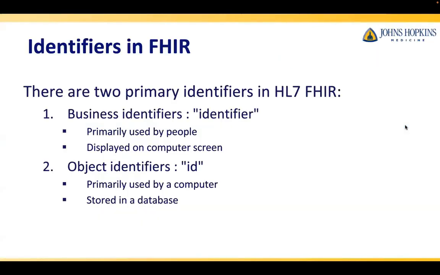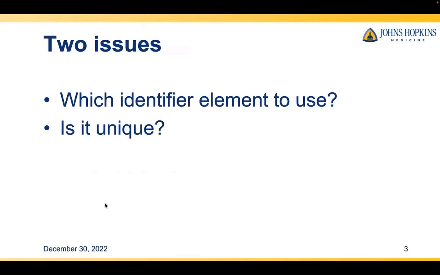There are two different types of identifiers in FHIR that are really critical for you to understand, and those are the ones that we're going to go through today. The first is a business identifier, which goes by the element name of identifier. The second is an object identifier, and it goes by the element name of id. It's really important that when you see these, you understand the different purposes. The business identifier is primarily used by people. It's something you're going to see on a computer screen. An object identifier is primarily used by a computer, and it's something that's stored in a database. The other issues surrounding identifiers are not only which identifier element to use, but also whether that particular identifier element is unique.